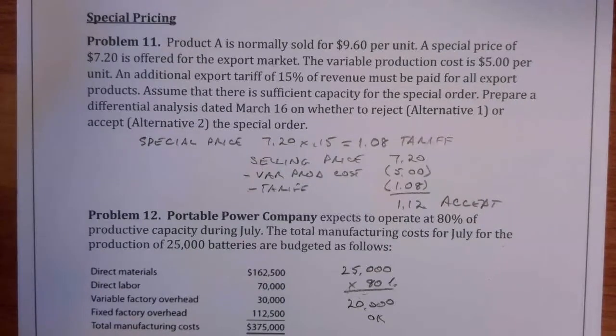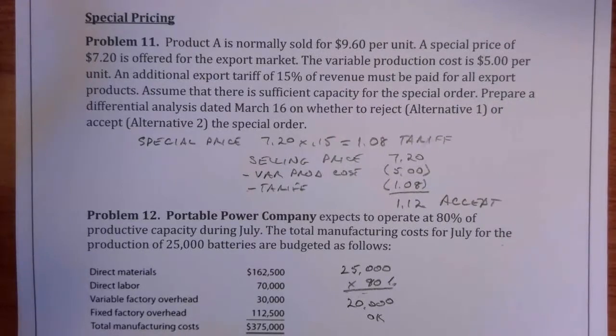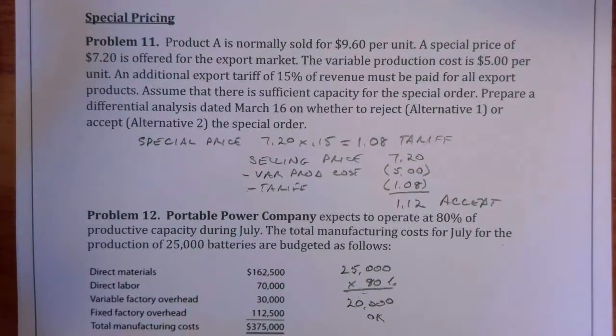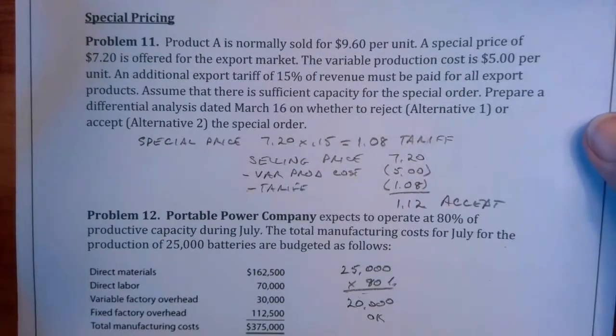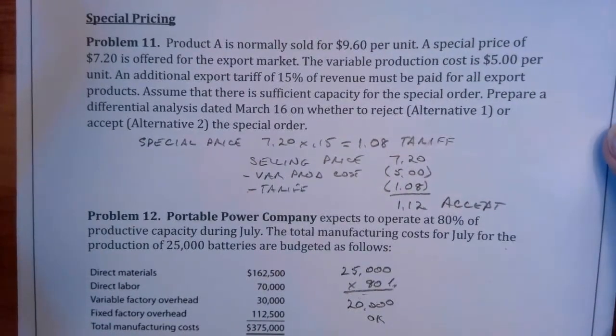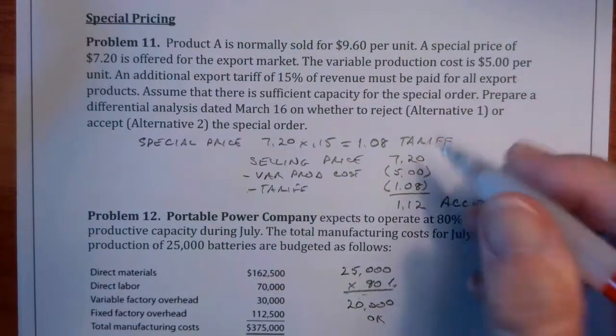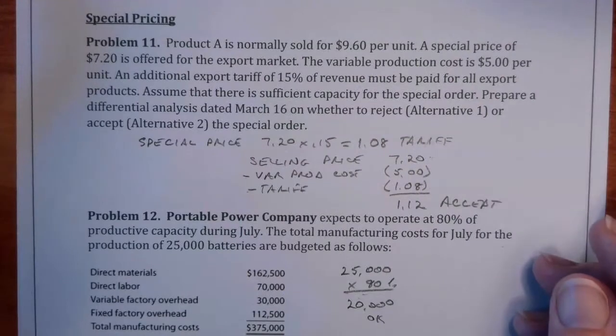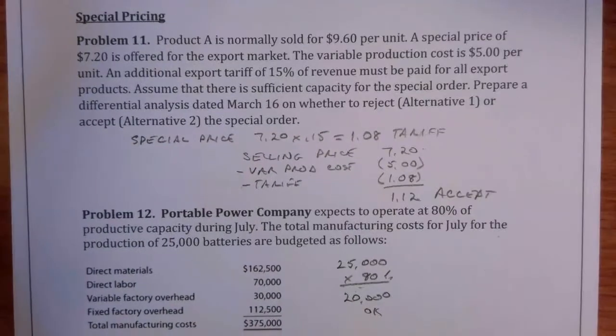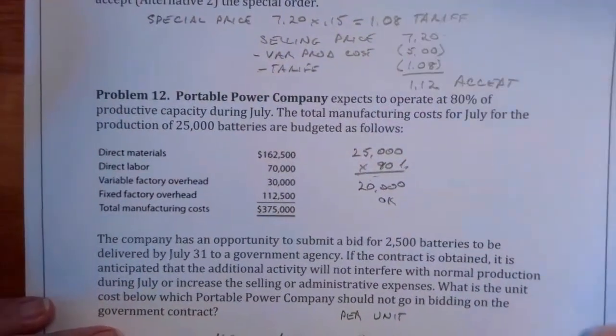Okay? That's it. That's sort of a straightforward problem because there isn't any fixed overhead in it, but it's still okay. All right. The tariff would definitely come out of there though because you'd have to pay it. Any cash that's coming out of pocket, you want to make sure that you're covered by whatever your selling price is. Okay. Now on the last one.